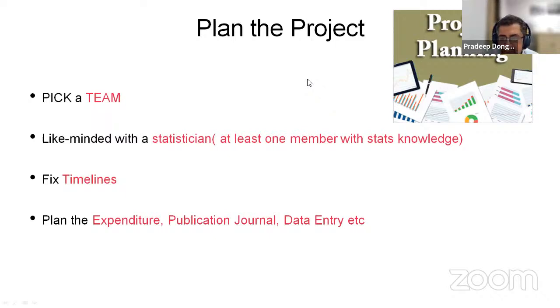And then you need to fix your timelines. So a Gantt chart would really help even for a survey, as it does for a randomized control trial or an observational trial. And this would really help you in progressing with your survey as fast as possible and getting the data. And you need to plan the expenditure. You need to plan where you want to publish your survey beforehand. And need to plan how you want the data to be entered. It's very important that these aspects of your survey are planned and ready by the time you administer your survey, or at least by the time you really frame your survey questionnaire.